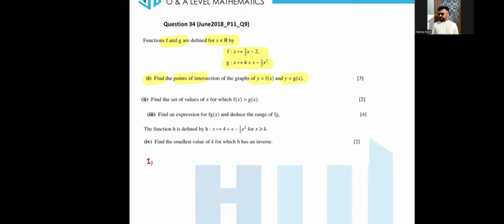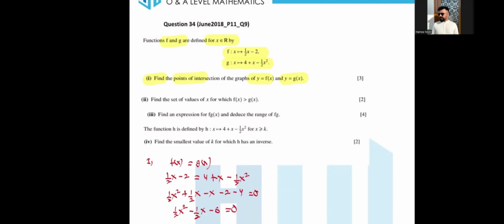First thing first, in order to find the points of intersection, we are going to equate the f(x) and g(x) functions with each other. So f(x) equals g(x), meaning half x minus 2 equals 4 plus x minus half x squared. We are going to collect all of the terms on one side. So half x squared plus half x minus 2 minus 4, and this whole thing is equal to 0. Now we simplify the terms. Half x squared, then half x minus x gives minus half x, and then minus 2 minus 4 is minus 6, and this whole thing equals 0.